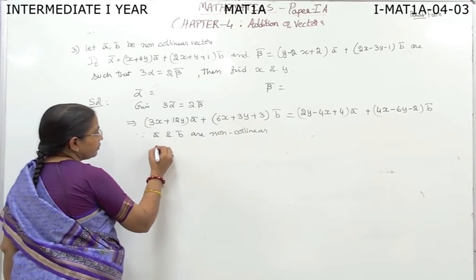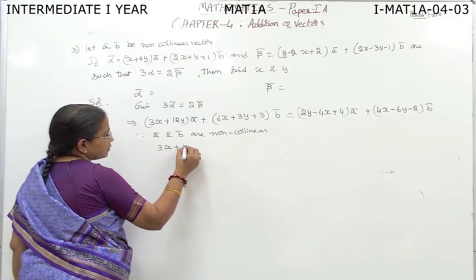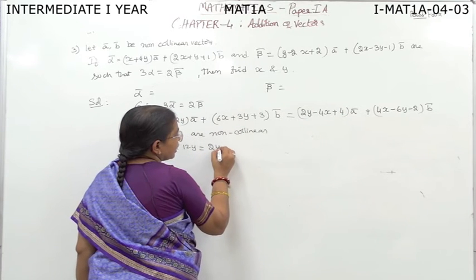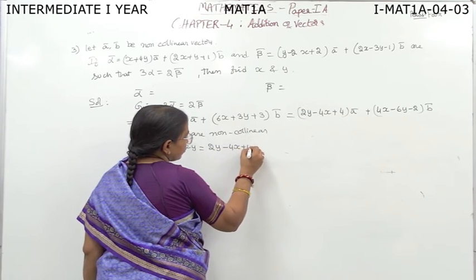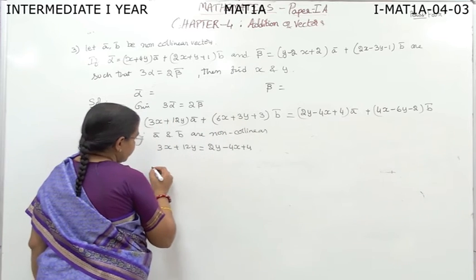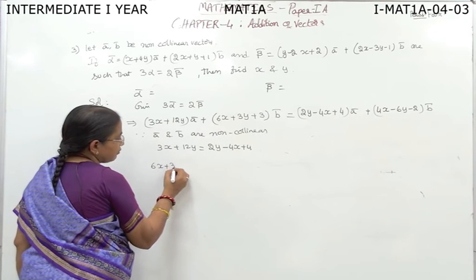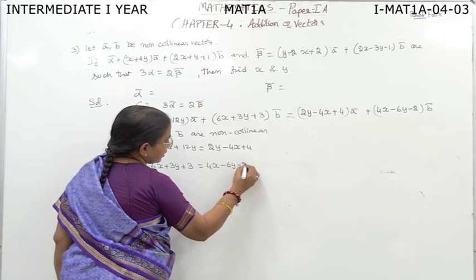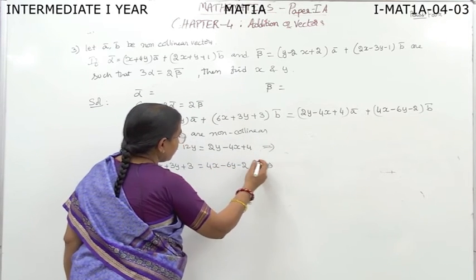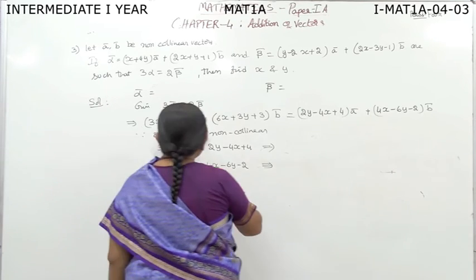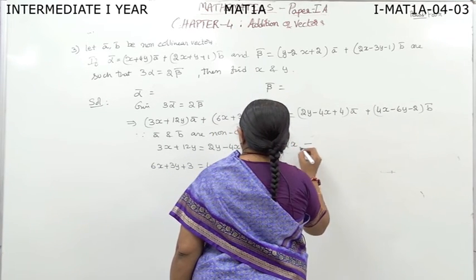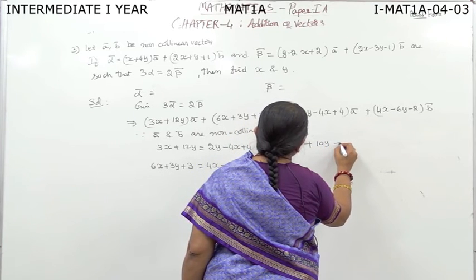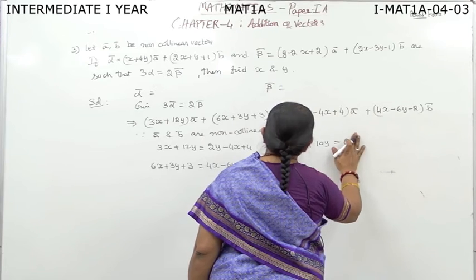So we can write, equating the coefficients. 3x plus 12y, A coefficient is this, and here A coefficient is 2y minus 4x plus 4. And then when you equate B coefficients, it is 6x plus 3y plus 3 is equal to 4x minus 6y minus 2. Now just to simplify, write all the terms on one side. Then it becomes 7x plus 10y minus 4 is equal to 4.